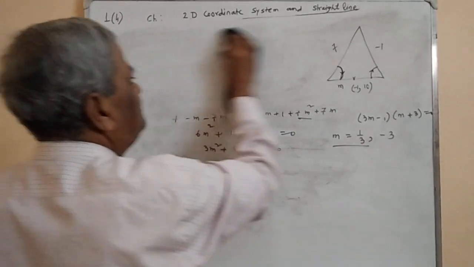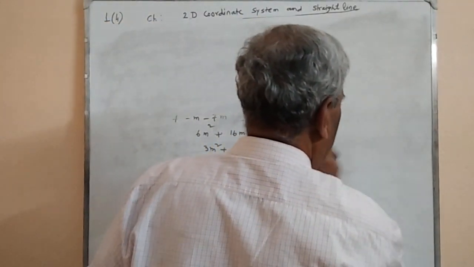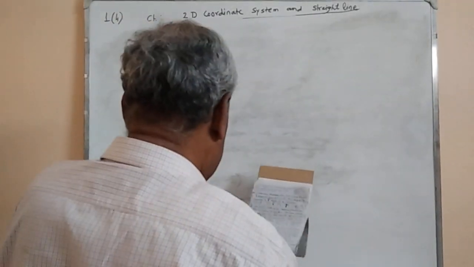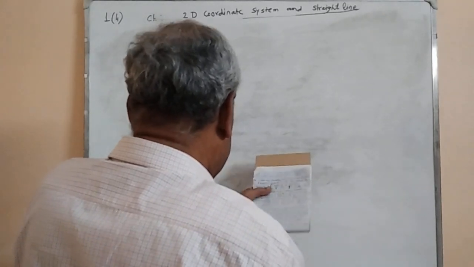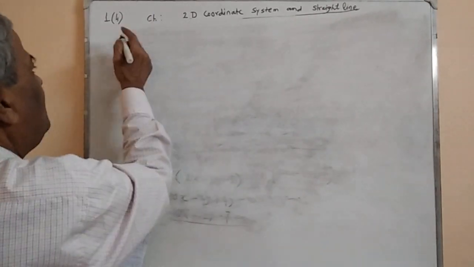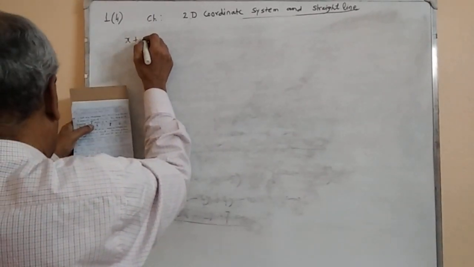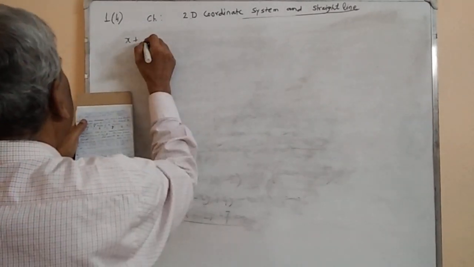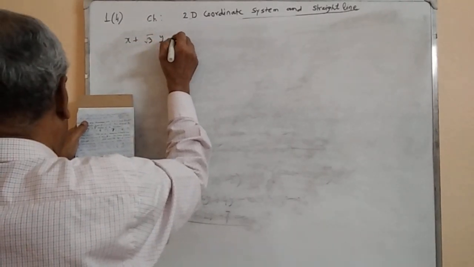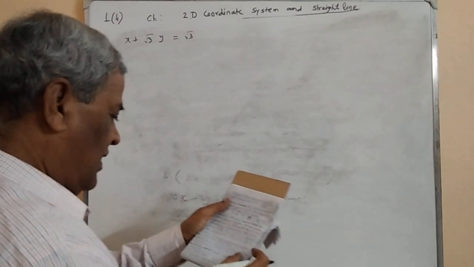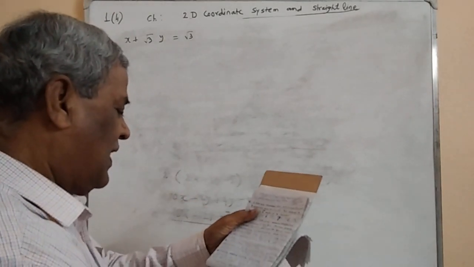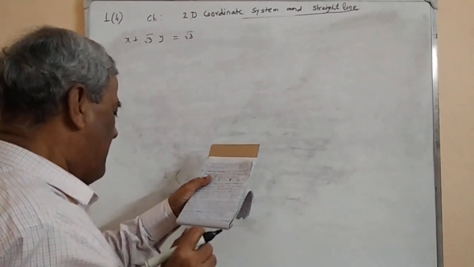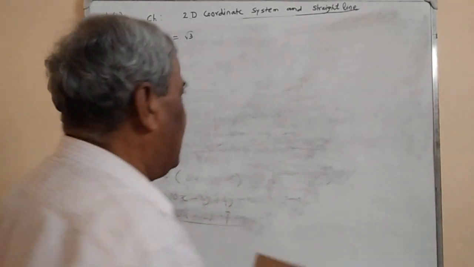Our next problem. A ray of light along x plus root 3 y is equal to root 3 gets reflected after reaching the x-axis. Find the equation of the reflected ray.